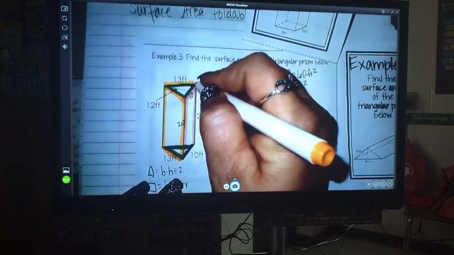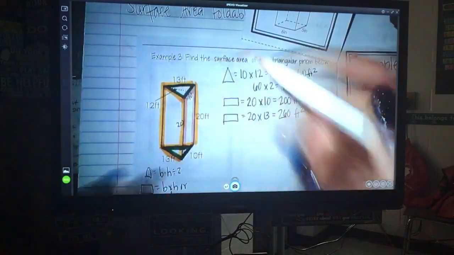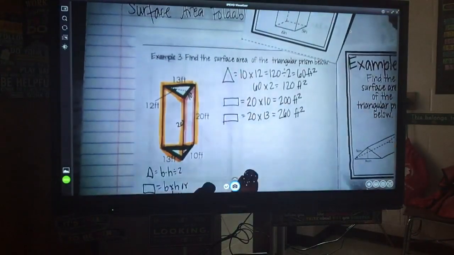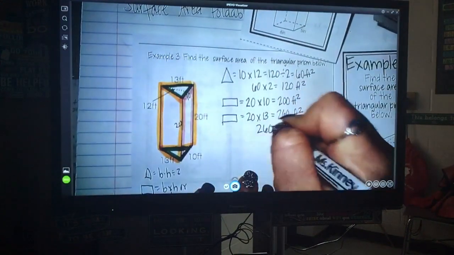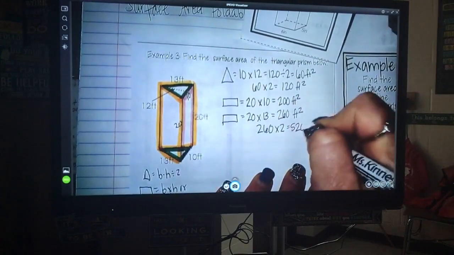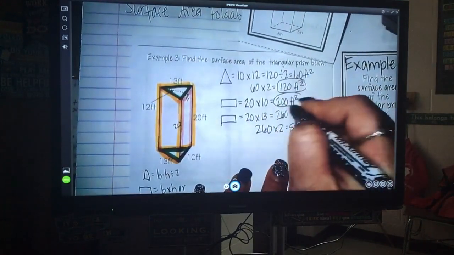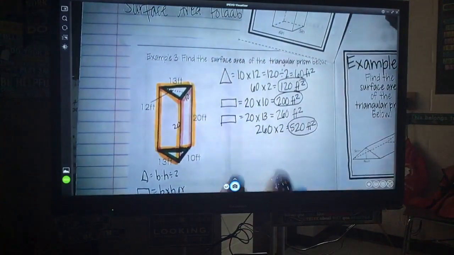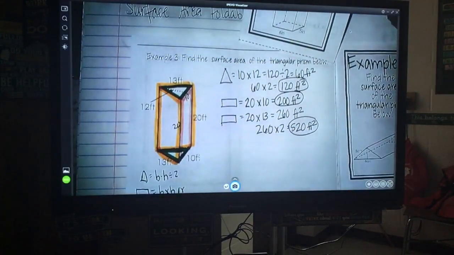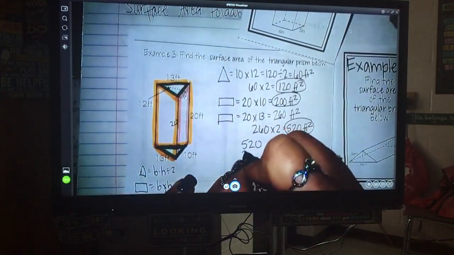So then I can multiply this 260 by 2. And that gives me, what, 520? So what do I do with those 3 numbers? Cooper? Add them up. Stand up when you have your answer.